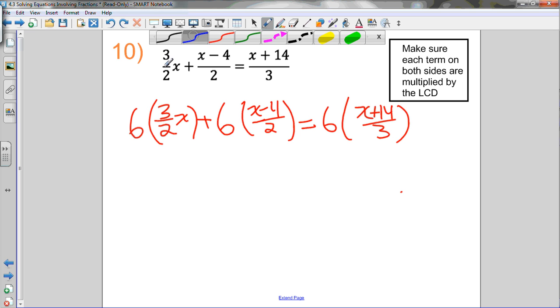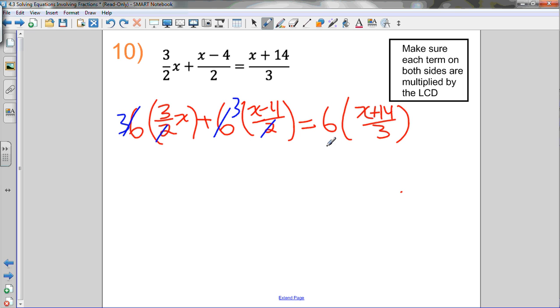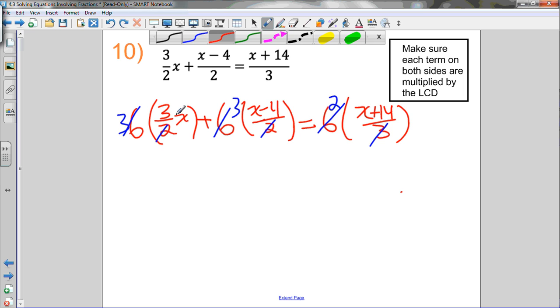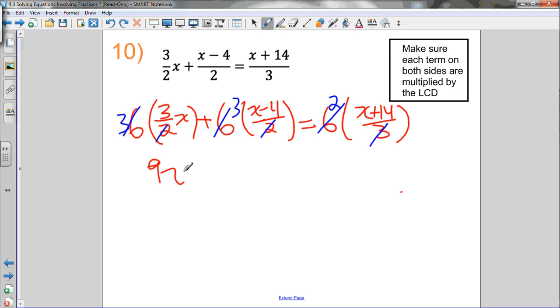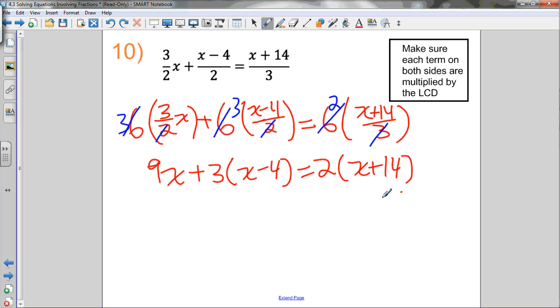Now simplifying, our fractions will be gone. 6 divided by 2 is 3. So 6 divided by 2 here is also 3. And 6 divided by 3 is 2. Now let's rewrite this and simplify. So I have 3 times 3x will give me 9x. Plus I have a 3 times x minus 4 is equal to, I have a 2 times x plus 14.